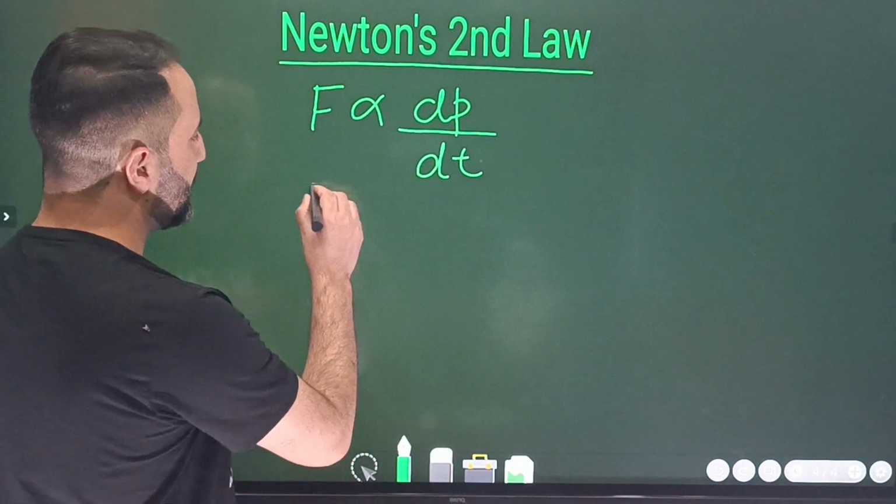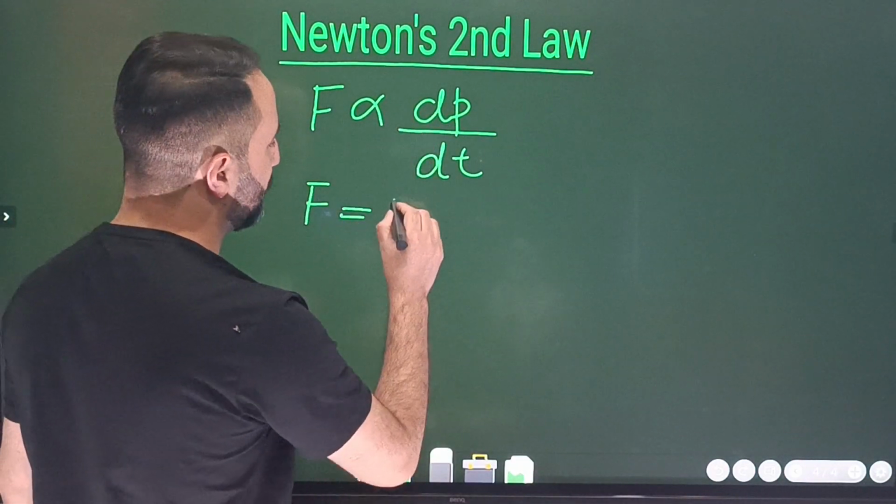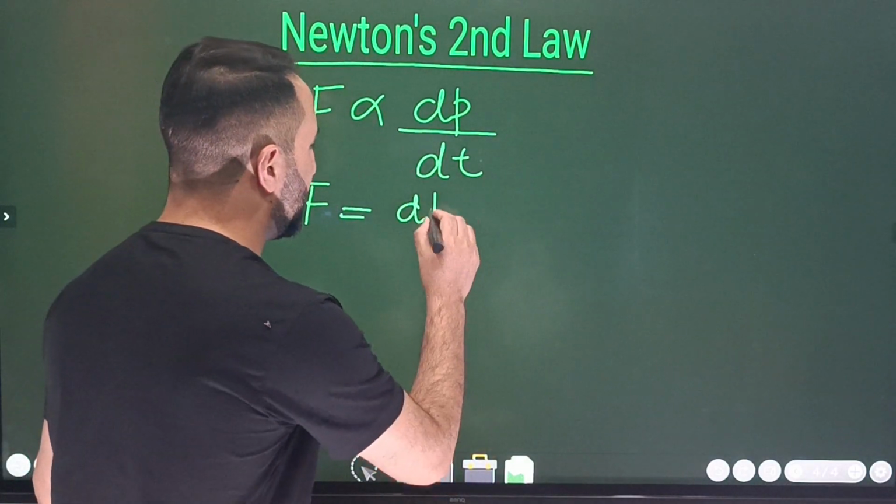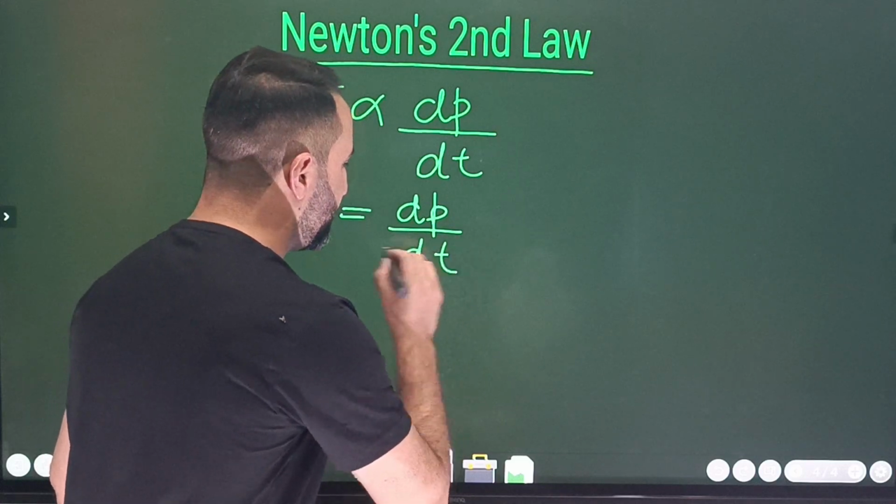Then from here, what we can write is this: F is equal to simply dP by dt. So the constant of proportionality is equal to 1. So it's simply equal to what? That's equal to dP divided by dt.